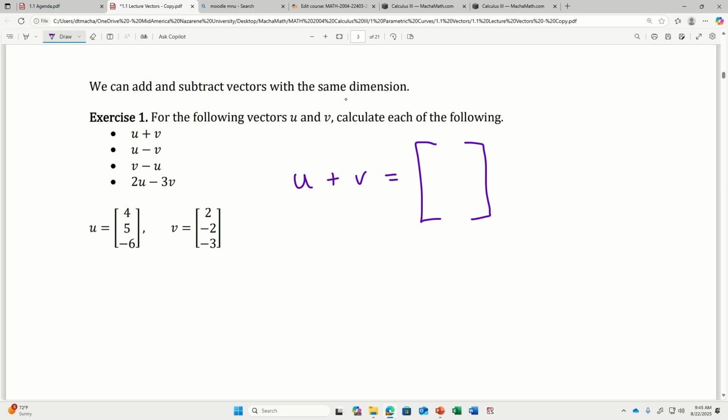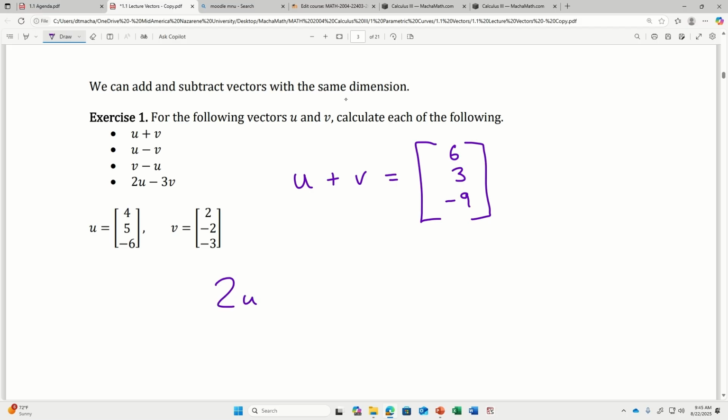what is it going to end up? 6, 3, okay. So you do addition and subtraction entry-wise. The first entry, the second entry, the third entry separately.